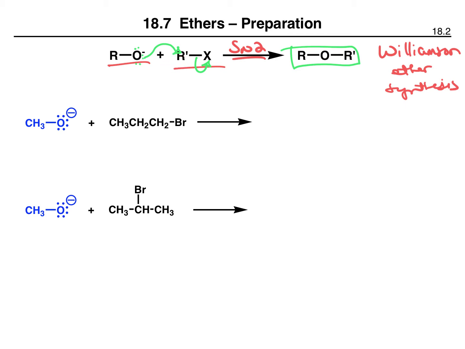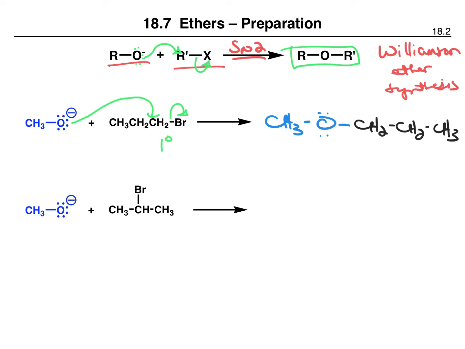Also keep in mind the competition between substitution and elimination. So in this first example, we have our alkoxide, and this is reacting with a primary alkyl bromide, and so this will attack here, kicking out bromine as the leaving group, which will give this connected to the CH2, CH2, CH3. So we have a new ether that is formed.